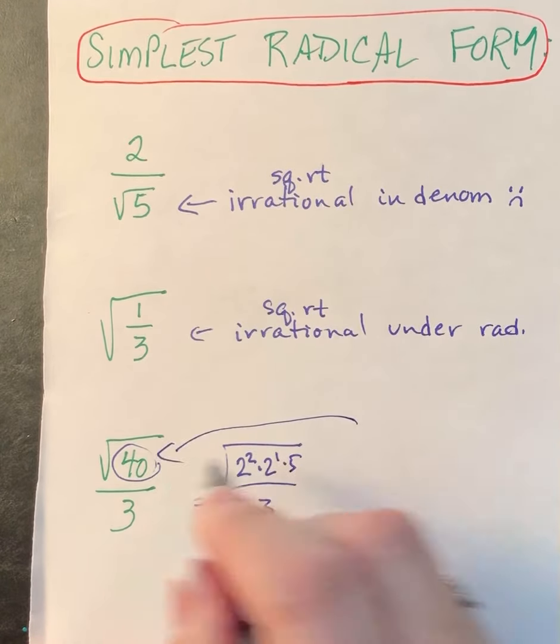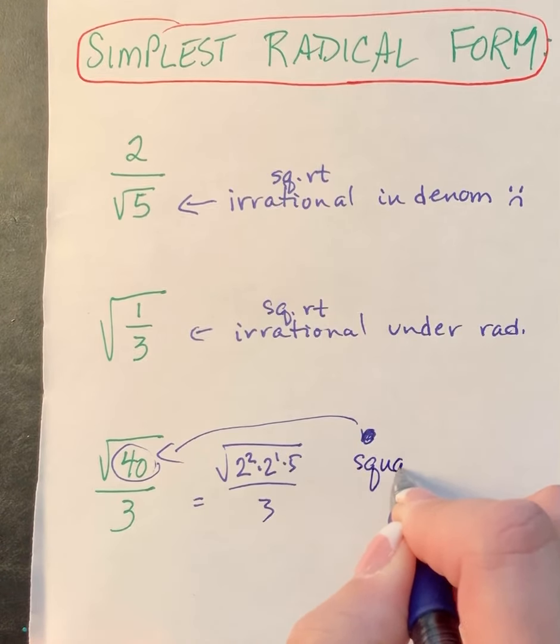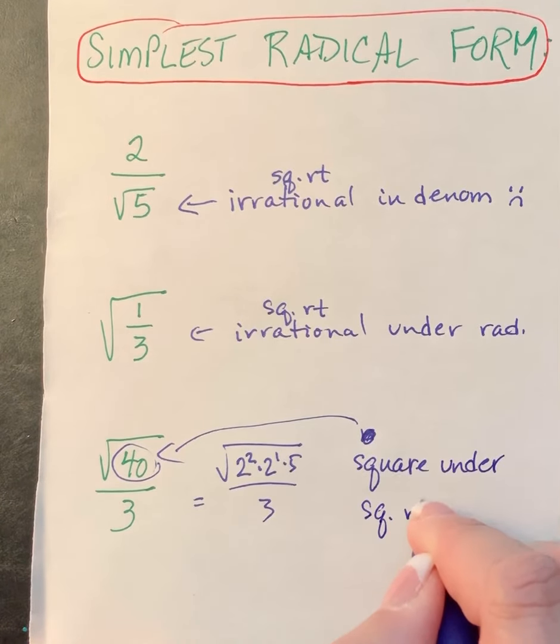So no, you can't have a square under the square root in simplest radical form.